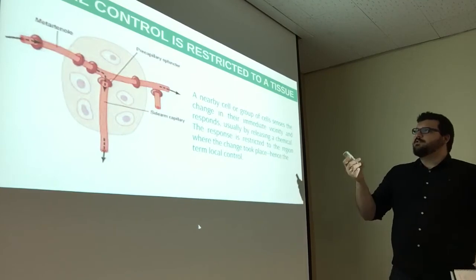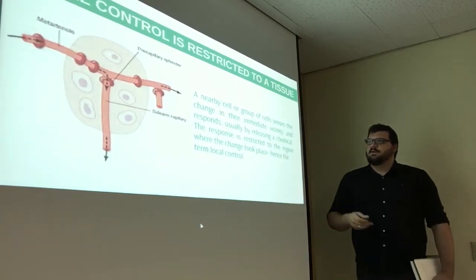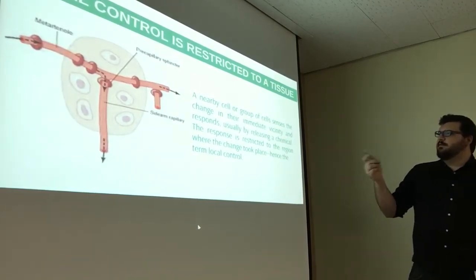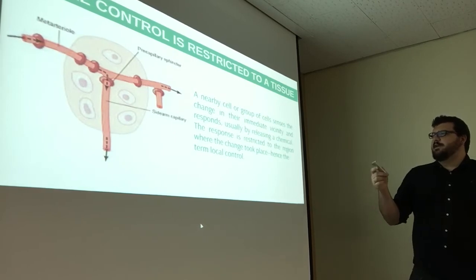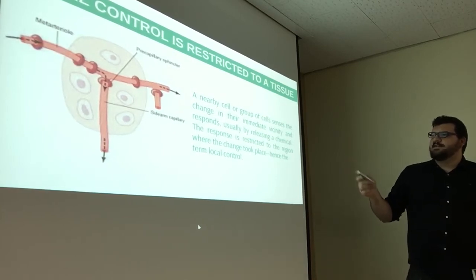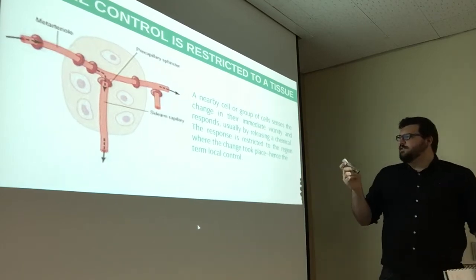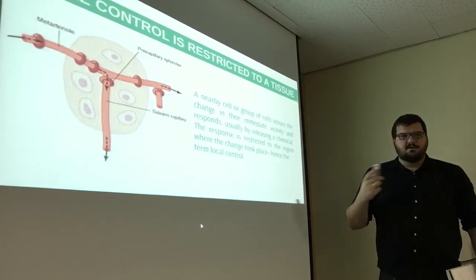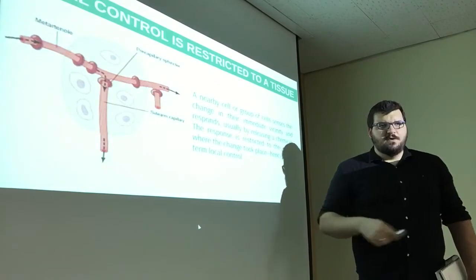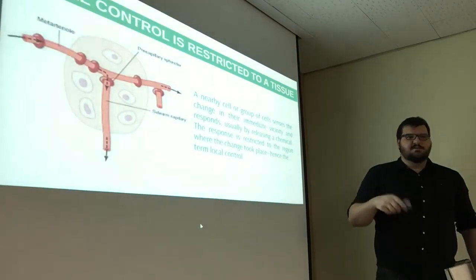As I say, local control is restricted to tissue. A nearby cell or group of cells senses the change in their immediate vicinity. The response is usually by releasing a chemical, and the response is restricted to the region. So, as I say, all the things will occur in the specific region.